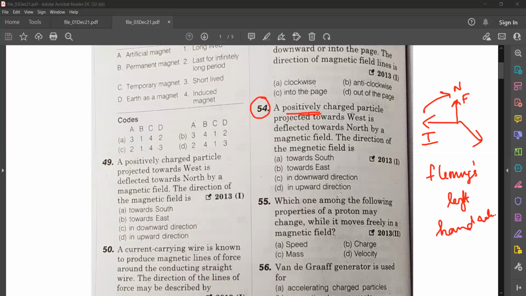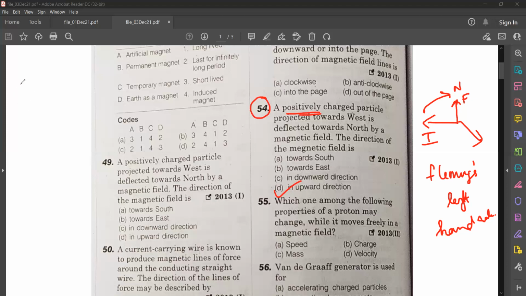You have to get the direction of magnetic field, all of you. It will be in upward direction. Okay, so what is Fleming's left hand rule?